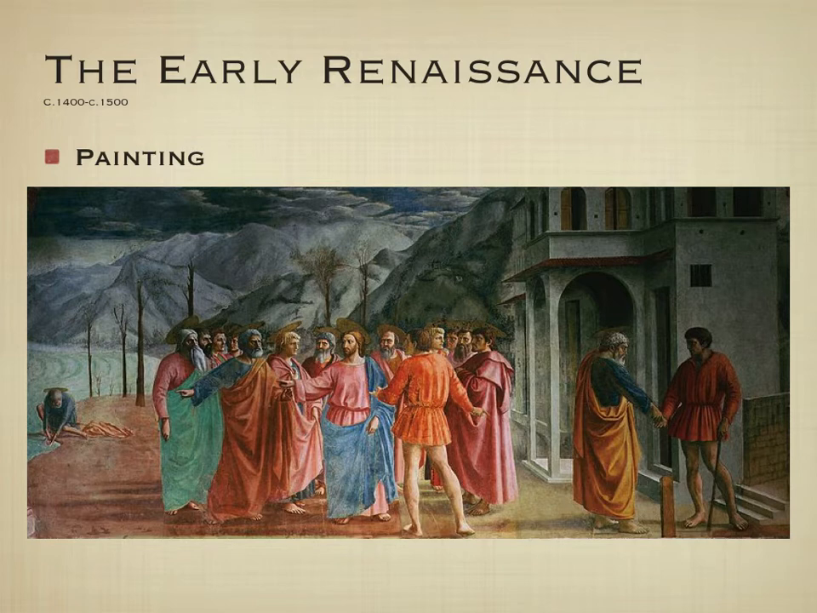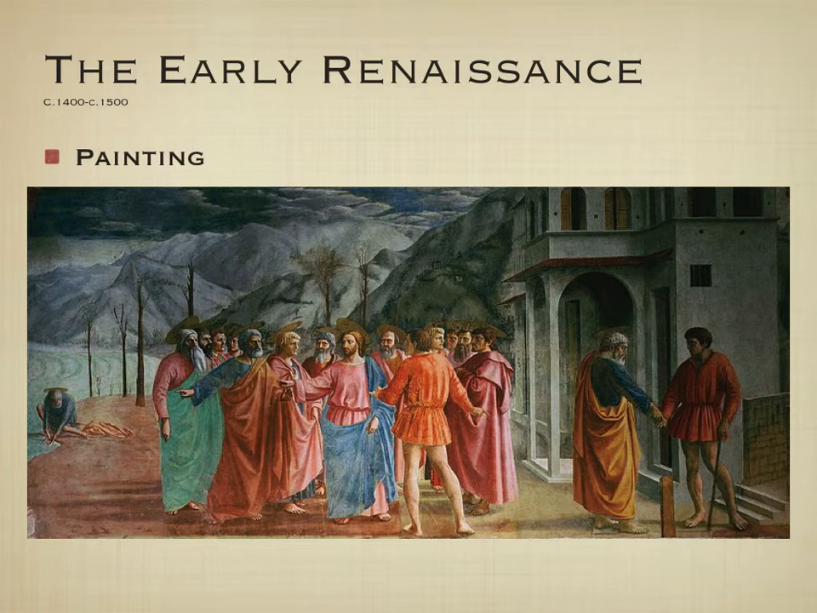What we're going to see in the early Renaissance, which starts about 1400 and centers in Florence, Italy, is that painting begins to flourish with the development of more realistic tools. And we're going to see that in the work here. This is Masaccio's The Tribute Money, created 1425. It's a fresco in the Brancacci Chapel.